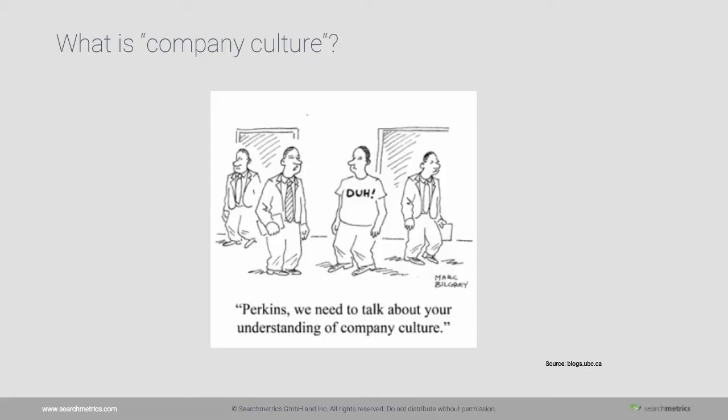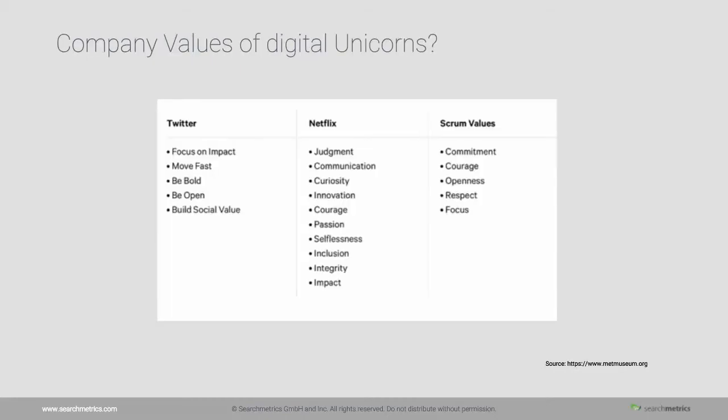Okay, I just had a look at some company values of some digital unicorns as well, and you see a pattern there. So when we look at Twitter, Twitter says, we want to focus on impact, move fast, be bold, be open, and build social value. Netflix wants judgment, communication, curiosity, innovation, courage, passion, selflessness, inclusion, integrity, and impact. And the values of this Scrum methodology are commitment, courage, openness, respect, focus.